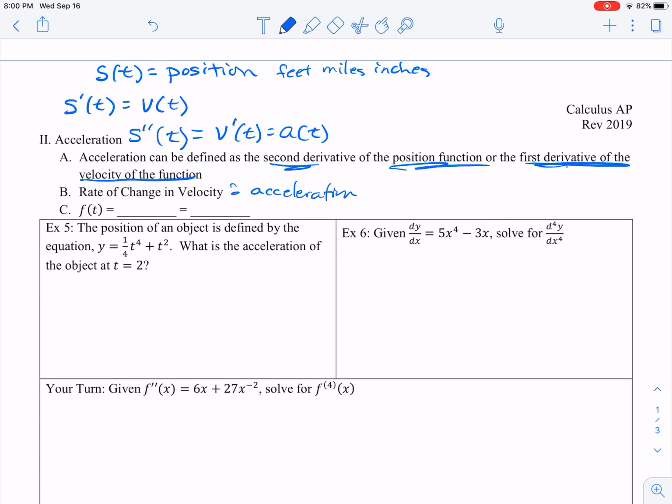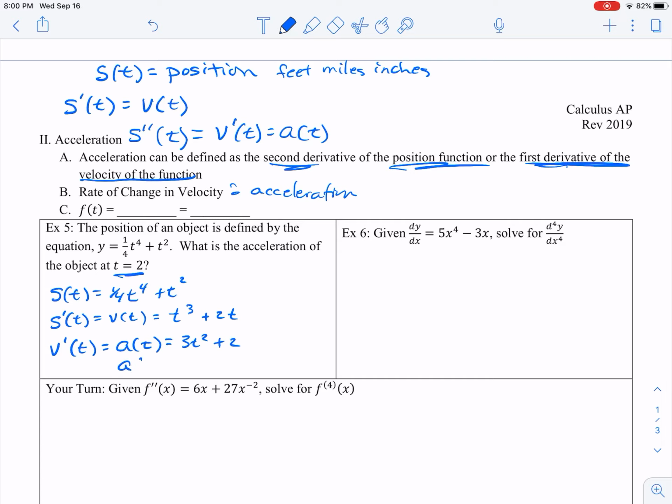So here's the problem. The position of an object is defined by the equation y equals 1/4 t to the 4th plus t squared. What's the acceleration at t equals 2? Well, this is your position function. That's what they gave you. And we use t for time instead of x's. If I take the derivative, it gets me to velocity. So 4 times a 4th is 1, so I end up with t cubed plus 2t. And if I take the derivative of velocity, that equals acceleration, which is 3t squared plus 2.